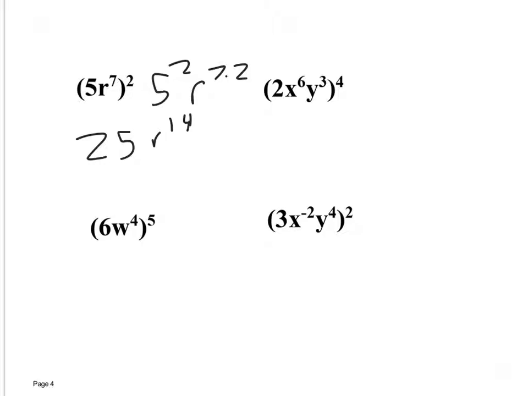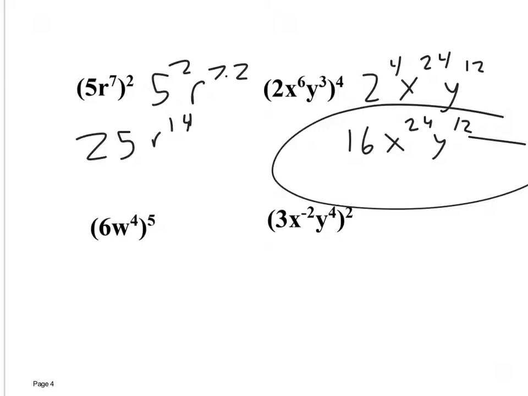2x to the 6th, y to the 3rd, raised to the 4th power. So 2 to the 4th, x to the 24th, y to the 12th. 2 to the 4th, 2 times 2 is 4, 2 times 2 is 4, so 4 times 4 is 16. x to the 24th, y to the 12th. Alright, and that's your answer. Anyone have any questions on that?